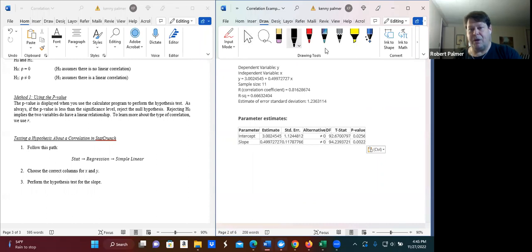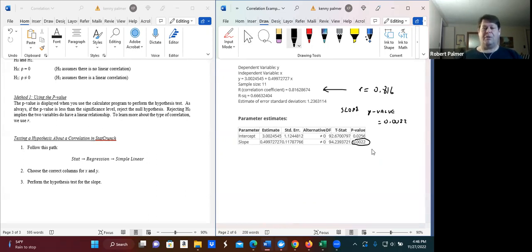So let's make a couple notes. Our r, small r, that we're getting is right here. That's approximately 0.816, let's do 3 places. And the p-value, I want to say the slope p-value, is this right here, 0.0022. Okay, the p-value for the slope.